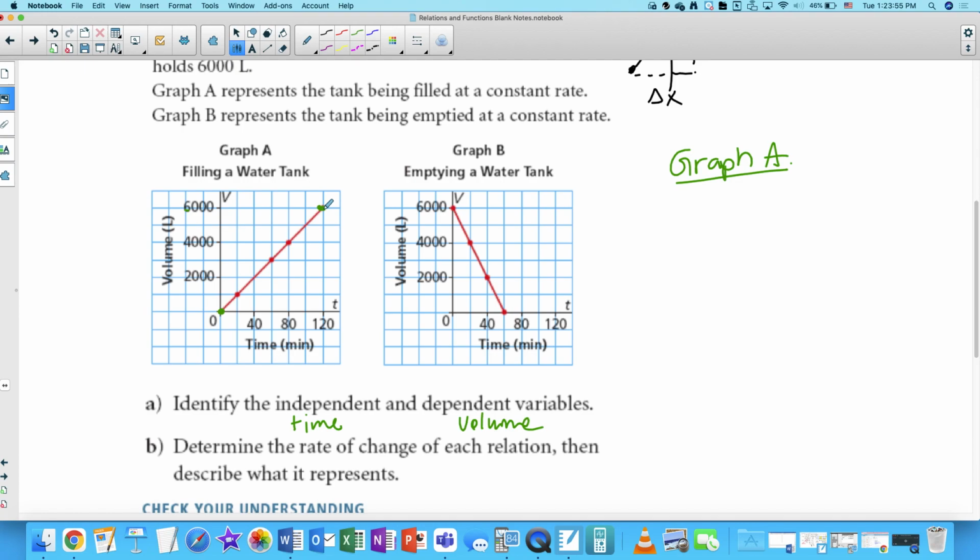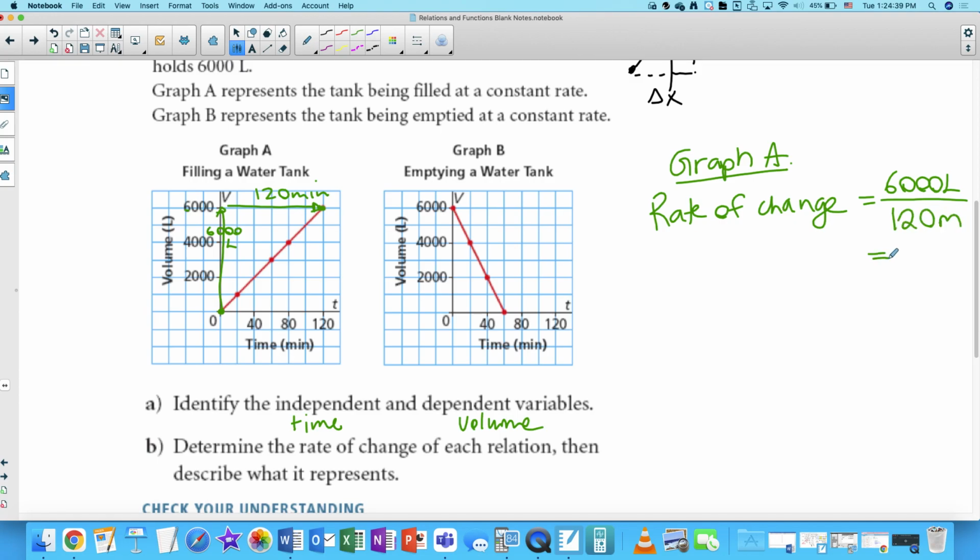The only thing that I would recommend doing, particularly since this is a rate of change situation, is to include units. 6,000 liters. And then my run, I go from 0 minutes to 120 minutes. So the run is 120 minutes. So my rate of change is 6,000 liters per 120 minutes, which is, I believe, 50 liters per minute.